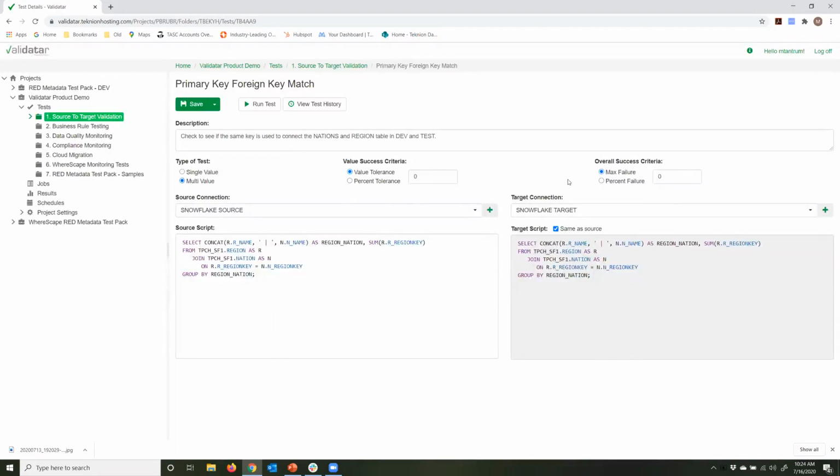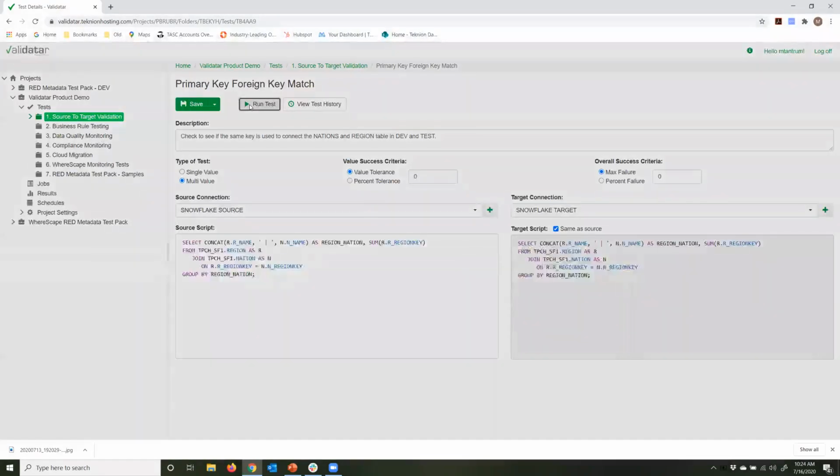Overall, given that I'm testing a set of values, how many of my tests do I accept to fail before I consider the whole test to be a failure? In this case, I'm going to say none. So the SQL is a little more complex here because it's a set of values. You now see we've got a group by clause, but the principles are the same.